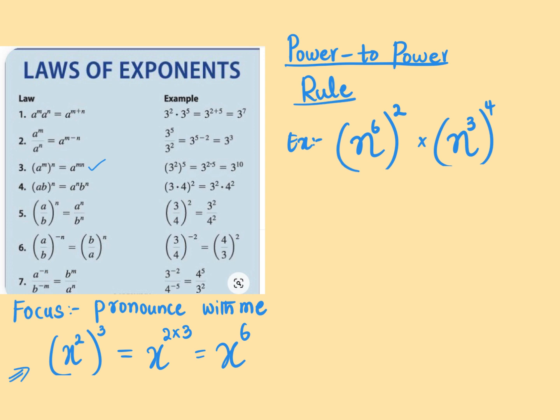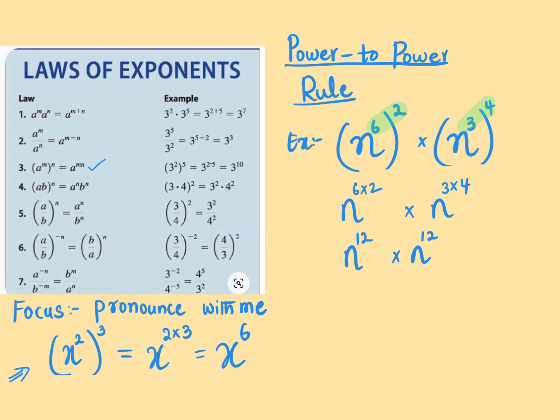Now I have an example here. n to the power of 6 whole power 2 times n to the power of 3 whole power 4. This is a two-step process, and there is more than one rule involved here. But since there is a power to power, immediately what you're going to do is multiply these two powers. So how are you going to write? This is n to the power of 6 times 2, times n to the power of 3 times 4, which ends up being 12 and 12.